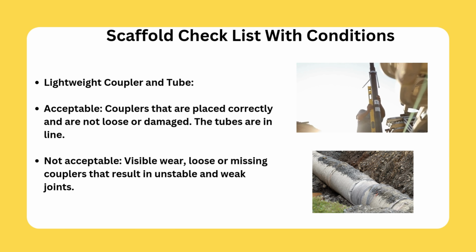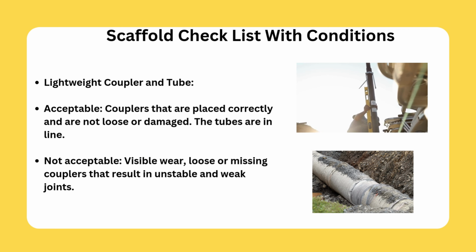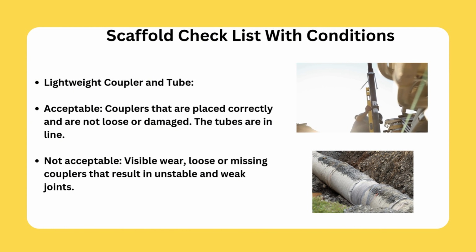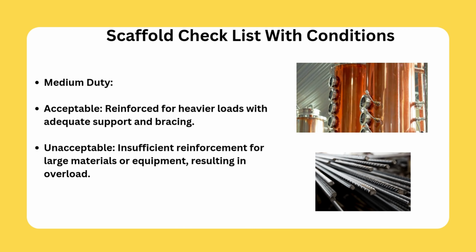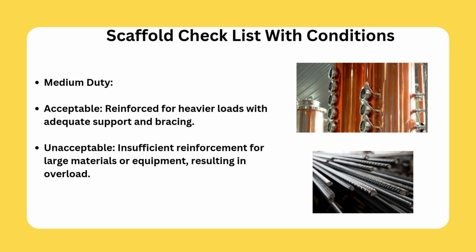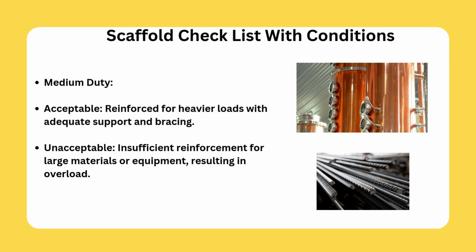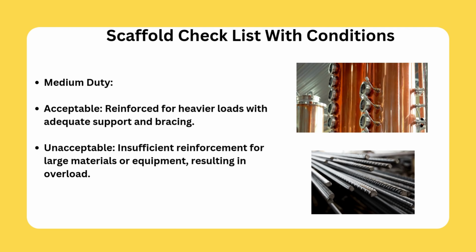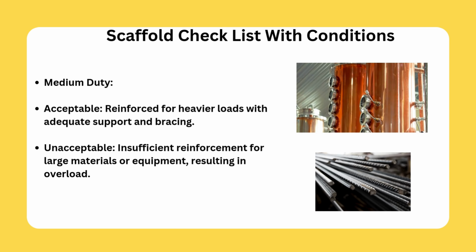Lightweight coupler and tube. Acceptable: couplers that are placed correctly and are not loose or damaged. The tubes are in line. Not acceptable: visible wear, loose or missing couplers that result in unstable and weak joints. Medium duty. Acceptable: reinforced for heavier loads with adequate support and bracing. Unacceptable: insufficient reinforcement for large materials or equipment resulting in overload.